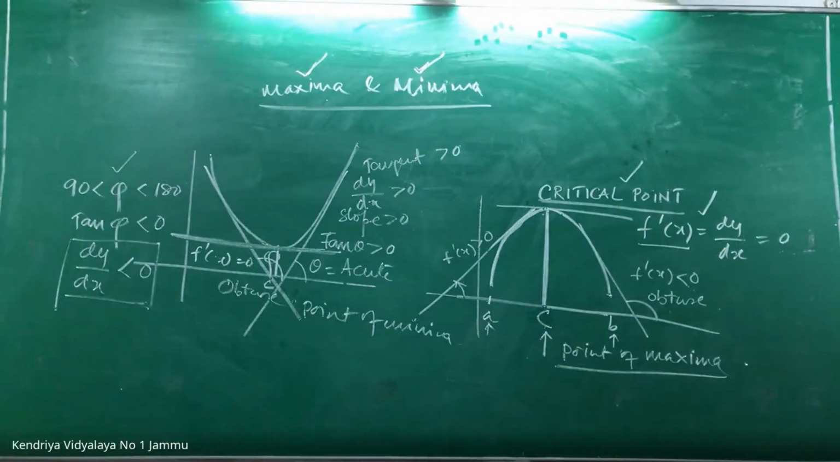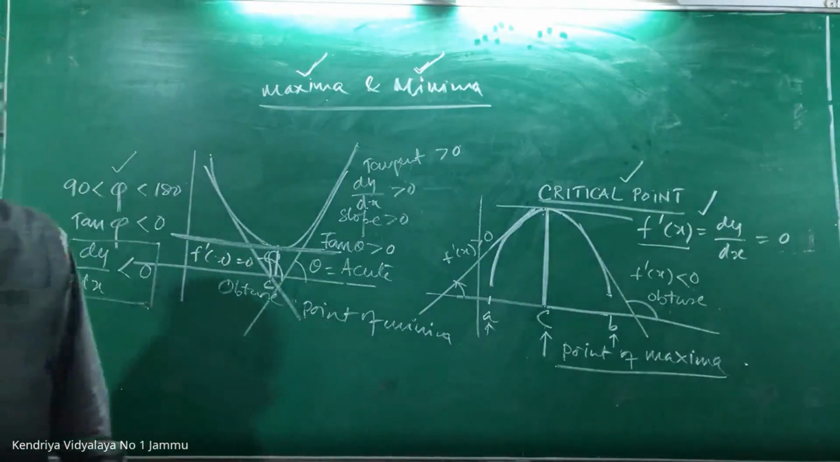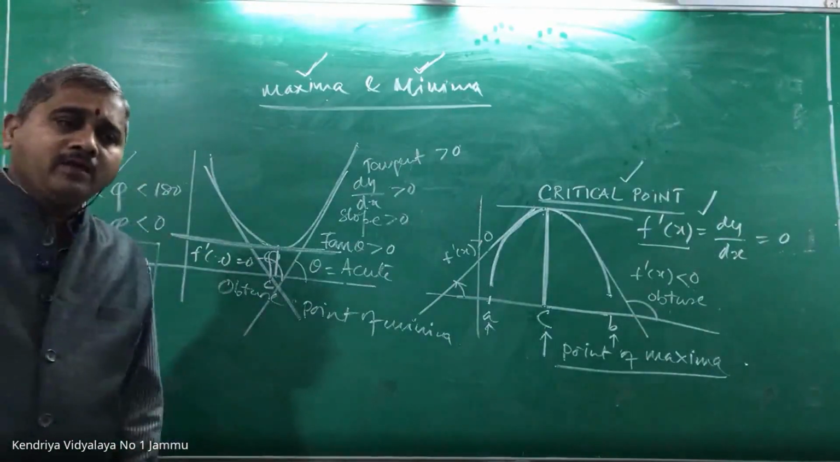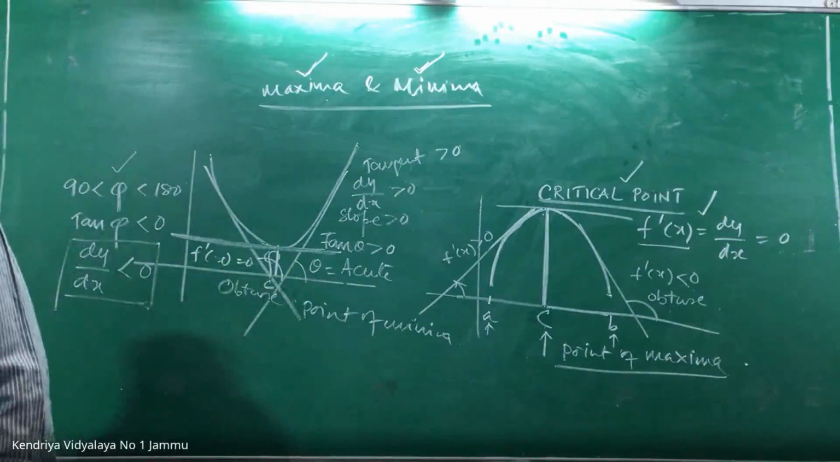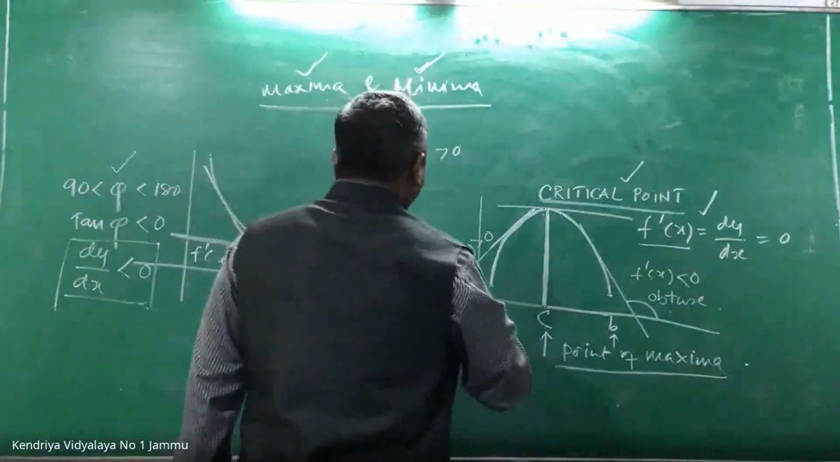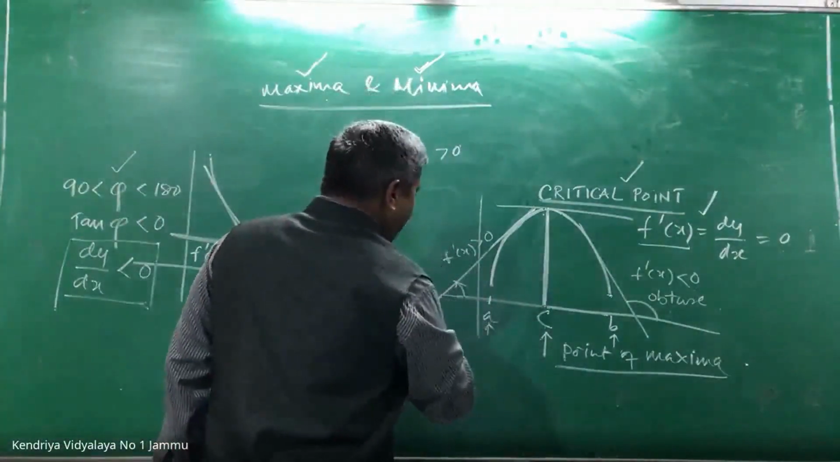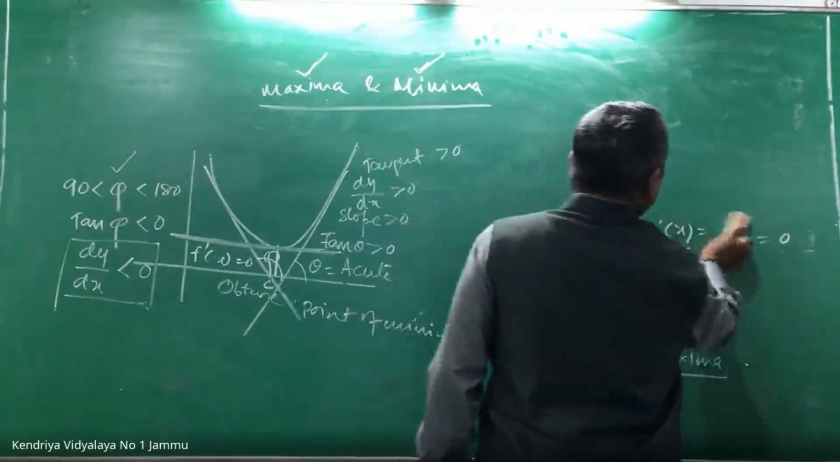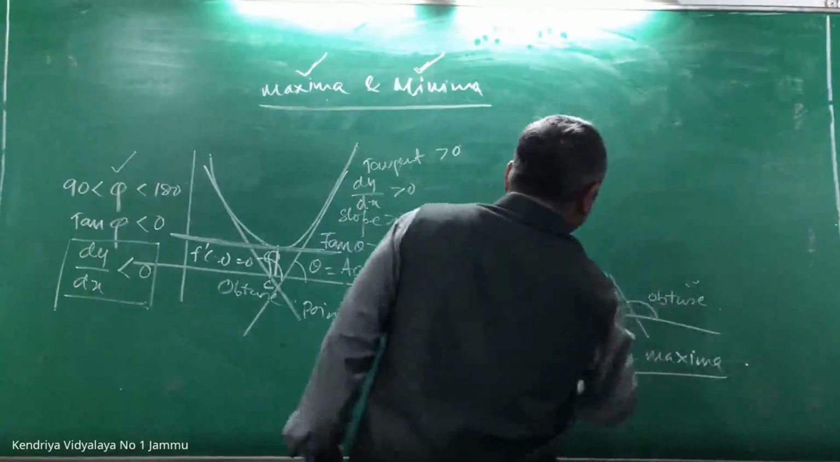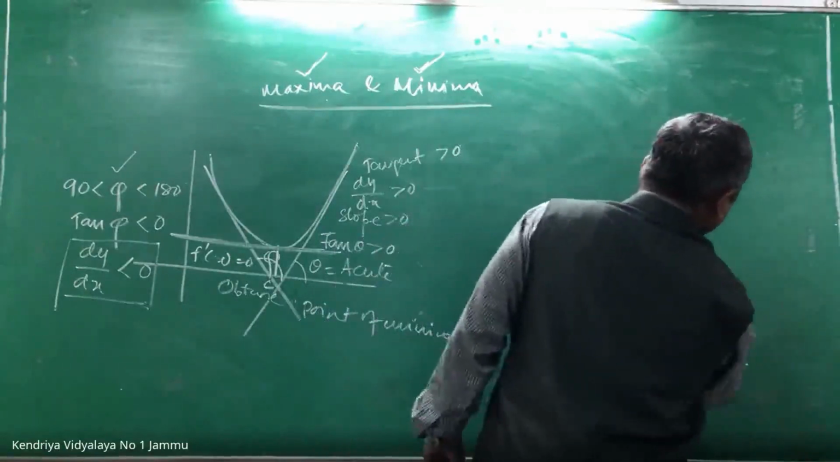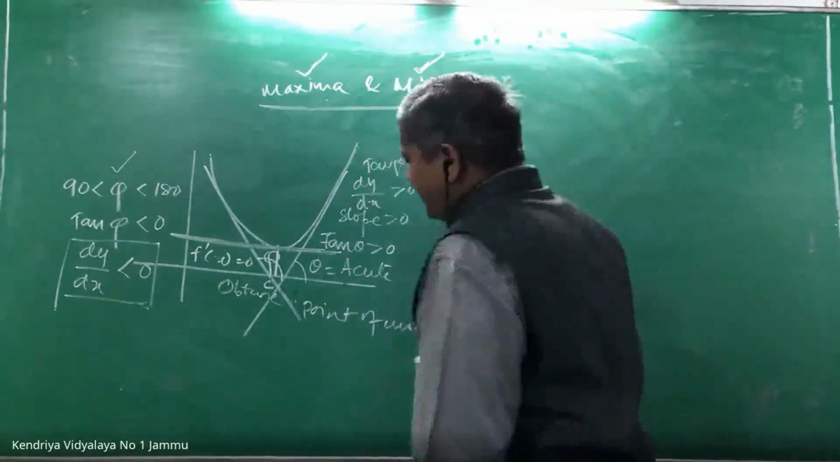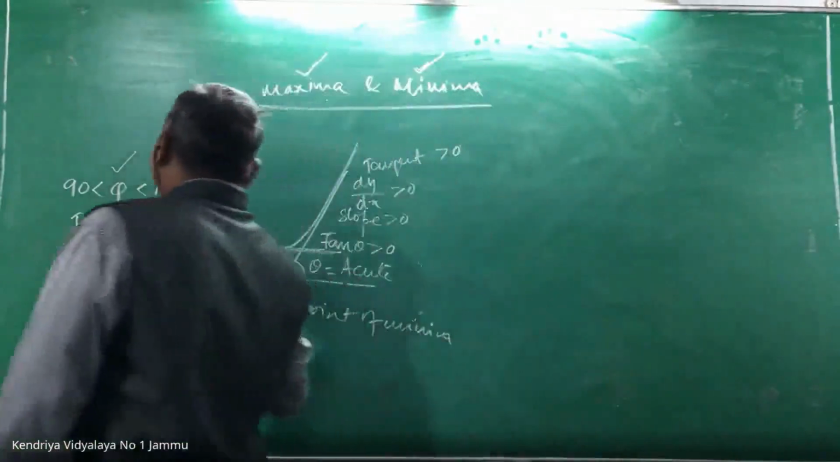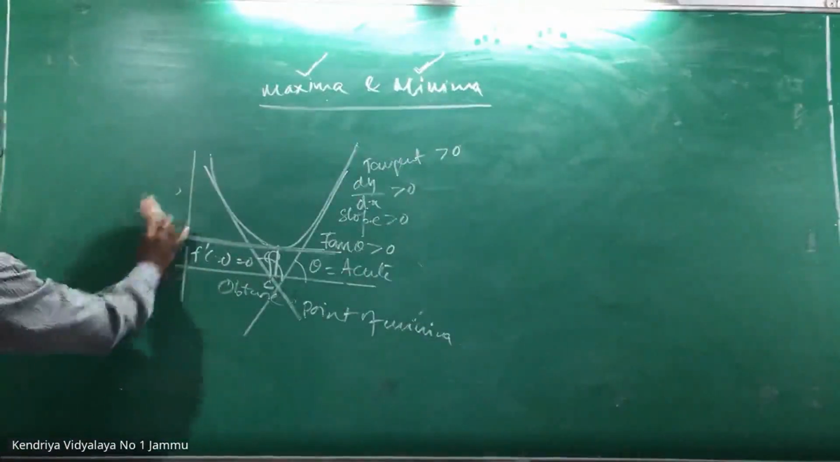I hope you have taken both the diagrams. Now you take a point here. When a curve increases and decreases, in such a case, the critical point is known as the point of maxima. Point of maxima.